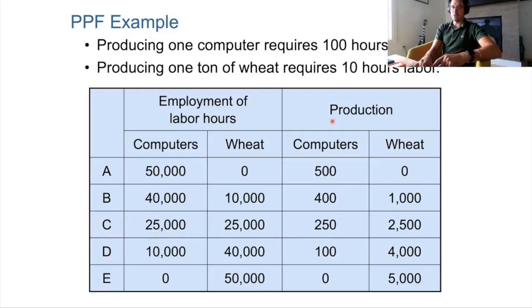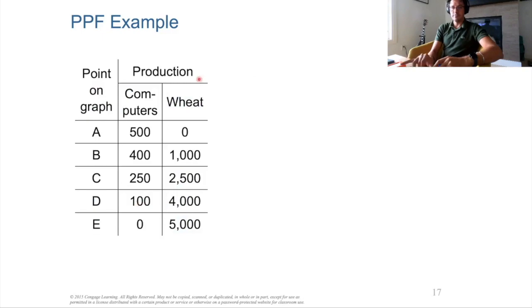Now let's take these numbers, the maximum combinations of computers and wheat that we can produce given the resources in this economy, 50,000 labor hours, and the technology. Let's plot them in a graph. I'm going to copy this right-hand side table here. I'm going to call the point with 500 computers and 0 wheat A. The second point B, the third point C, ultimately point E, which denotes when society is specialized in the production of wheat.